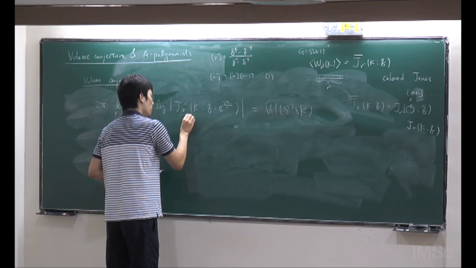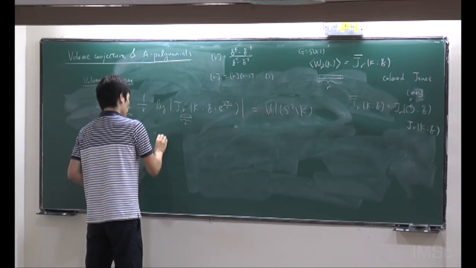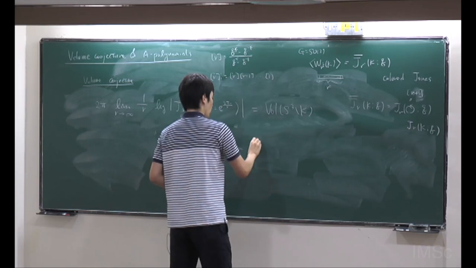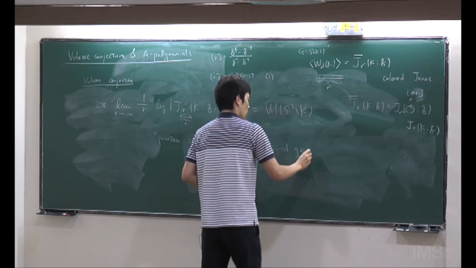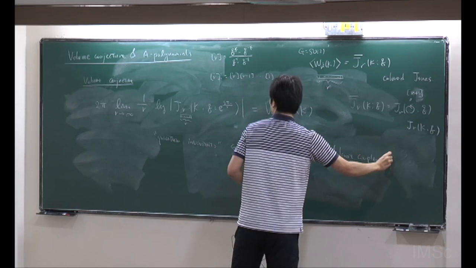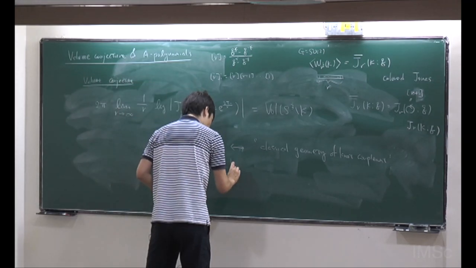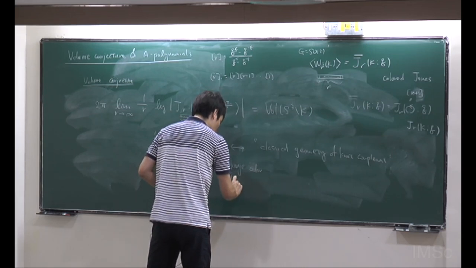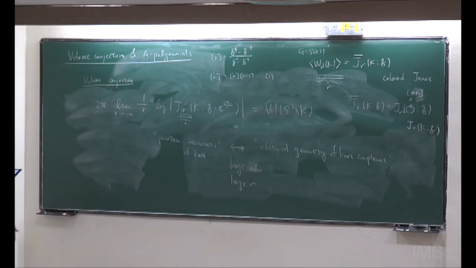This means the large color limit. If you take large color, so this is called large color. R is the number of boxes. So this connects the quantum invariants of the knot and the classical geometry of the knot complement. This relation can be seen in the large color limit. Large color means large R, where R is the number of boxes. Color is the number in the tableau.